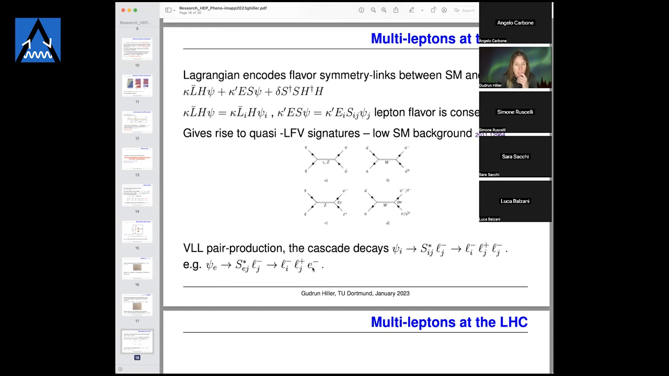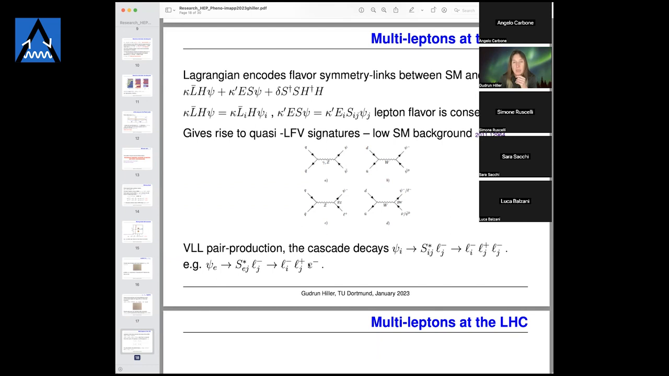And these Ls, they can be muons or they can be taus. So the final state could be mu plus, mu minus, e minus. So it looks as if lepton flavor is violated, but it isn't. The flavor symmetry is conserved. But that's a very good way to suppress standard model backgrounds, because the standard model conserves lepton flavor. So let's see how this works.